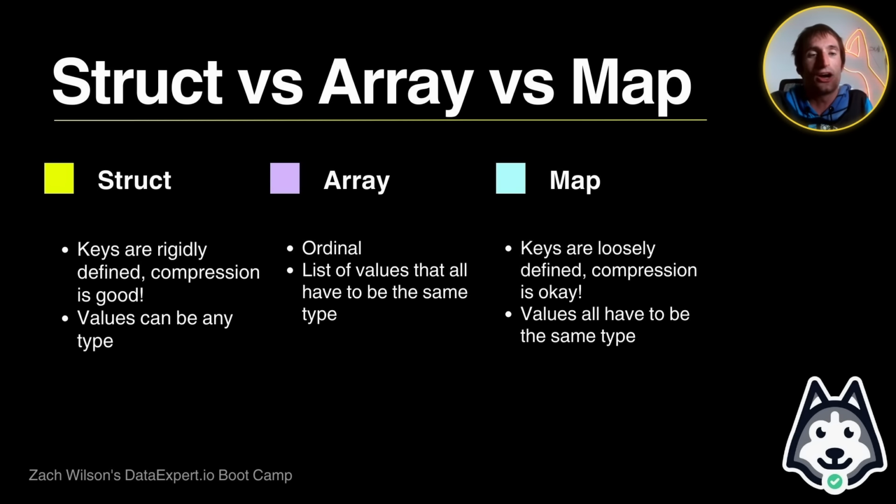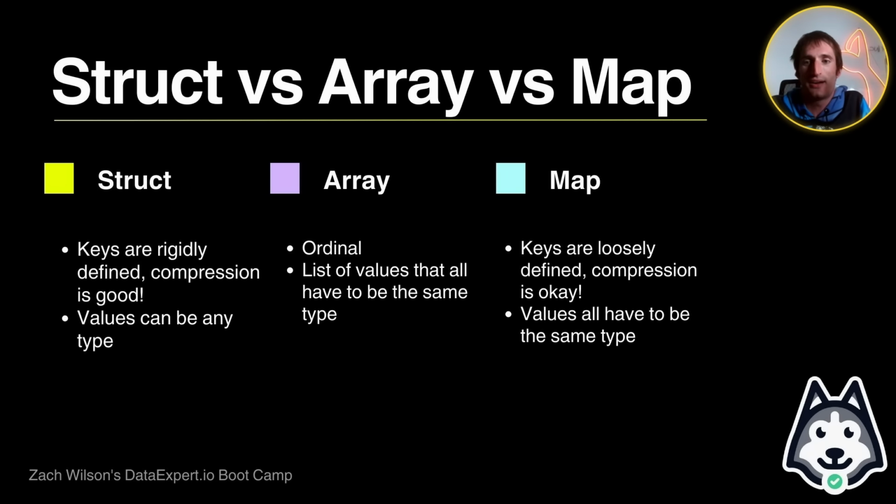But then array obviously is easy. You have a list, ordinal, a list of values. The values all need to be the same type though. It's not like Python in that way, where in Python you can have a list and the first thing be a Boolean and the second thing be a string. And Python just doesn't care. Don't do that for your data modeling. I mean, you kind of can. You can cast everything to string, but don't ever do that. Just have it all be the same data type. That's one of the reasons we're here, right? To have some consistency.